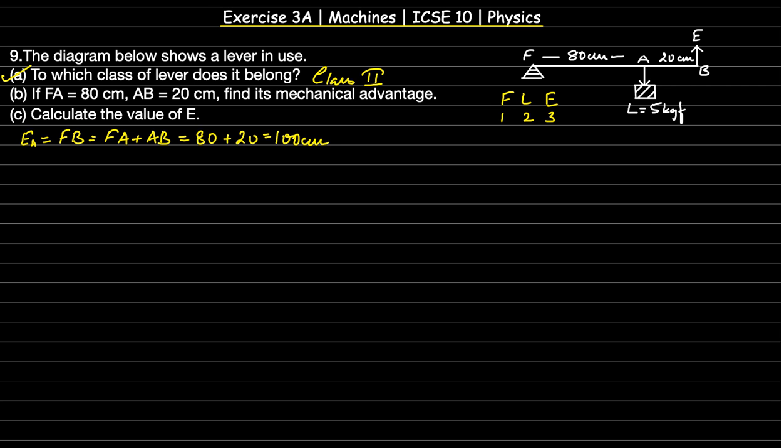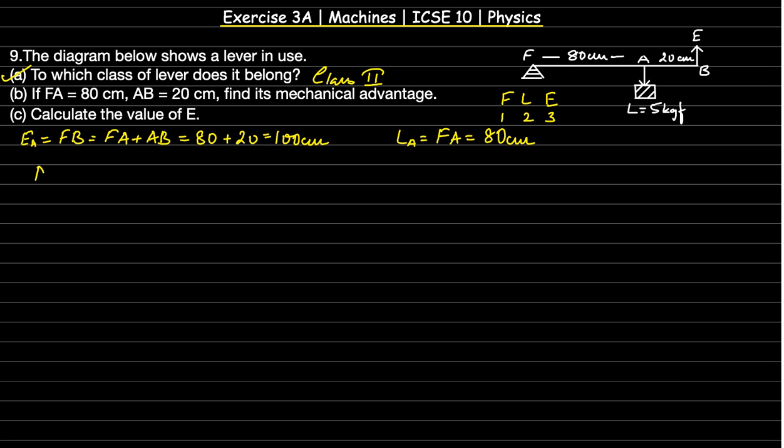Coming to load arm, I would write that as LA. Load arm is the distance of the load from the fulcrum. So that is straight away given as FA, that is 80 centimeters. So we have got effort arm as well as load arm. Now we can find mechanical advantage.